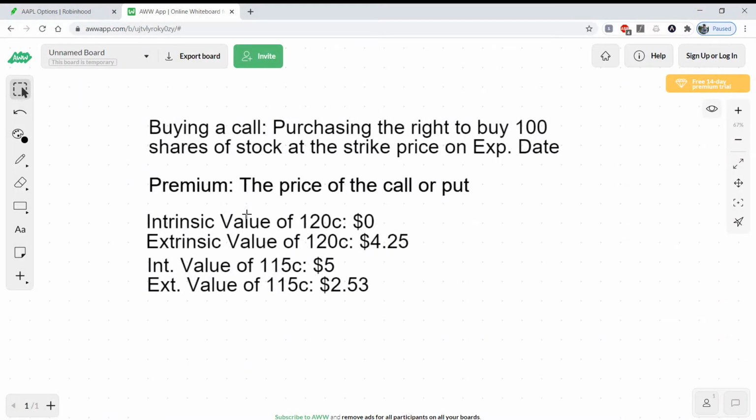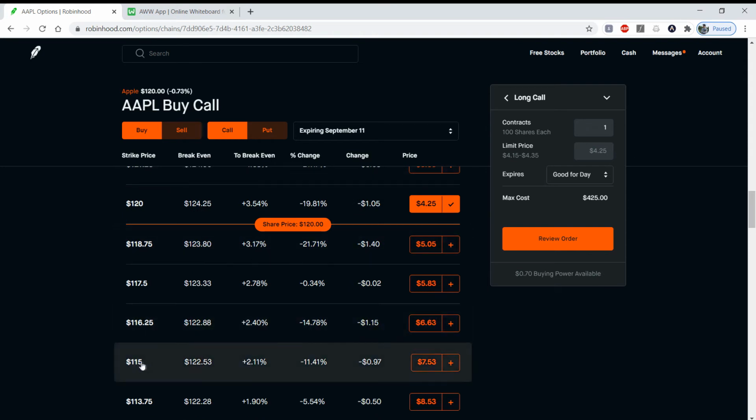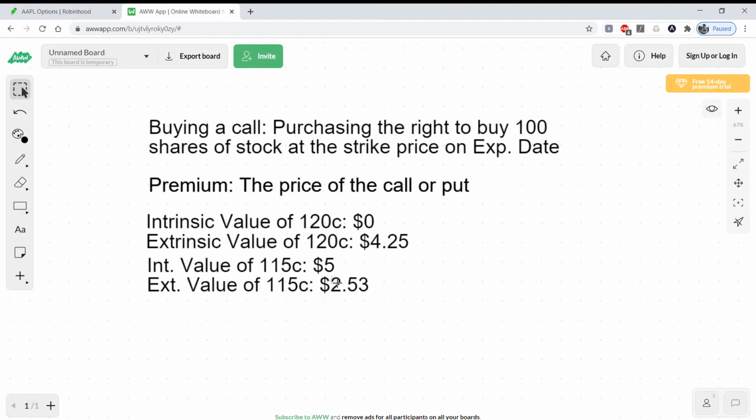So as we said, the intrinsic value of the 120 call is $0. There's no difference between the share price and the strike price, and the extrinsic value is that entire $4.25. Now, if we scroll down to the 115 call, there's a $5 difference between the share and strike price, which puts it at $5 of intrinsic value in the call. And that puts the remaining $2.53 as extrinsic value of the 115 call.